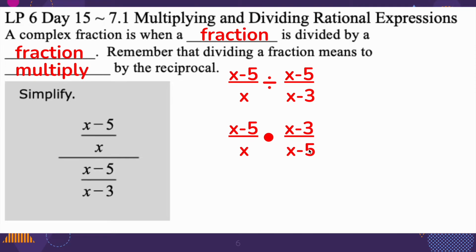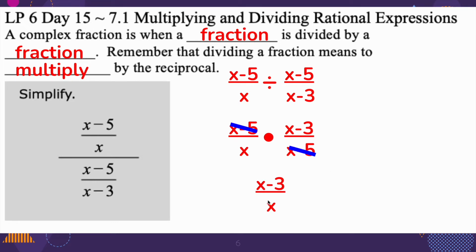Okay, so now I can cross cancel, and the x minus 5 and x minus 5 just cancel out, because that's cross canceling from top to bottom. They're common factors there. So now on the top I just have x minus 3 and on the bottom I just have x, and that is as simple as it gets.